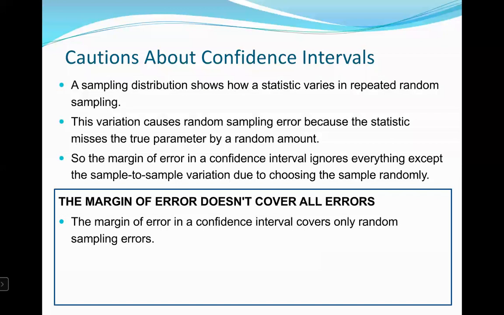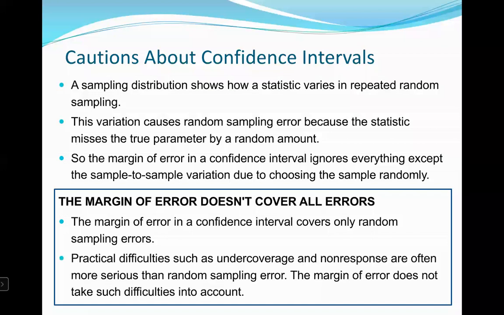The margin of error doesn't cover all errors. The margin of error in a confidence interval covers only random sampling errors. Particular difficulties such as undercoverage and non-response are often more serious than random sampling errors. The margin of error does not take such difficulties into account.